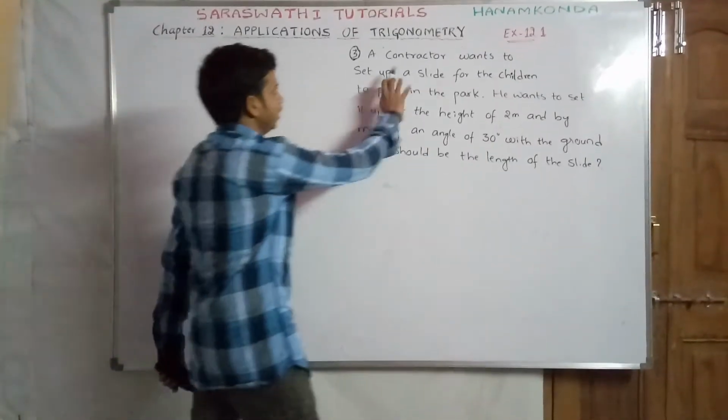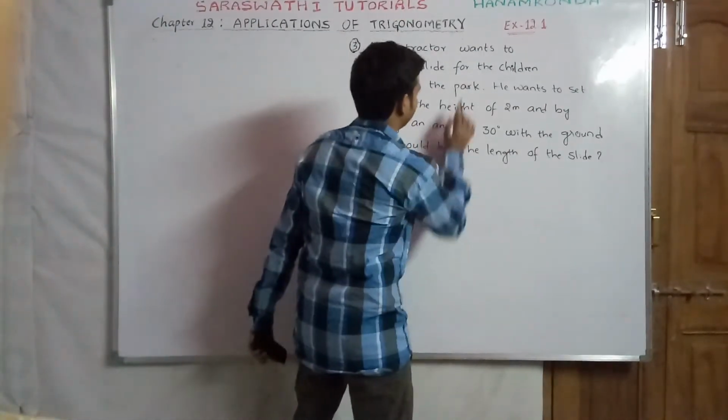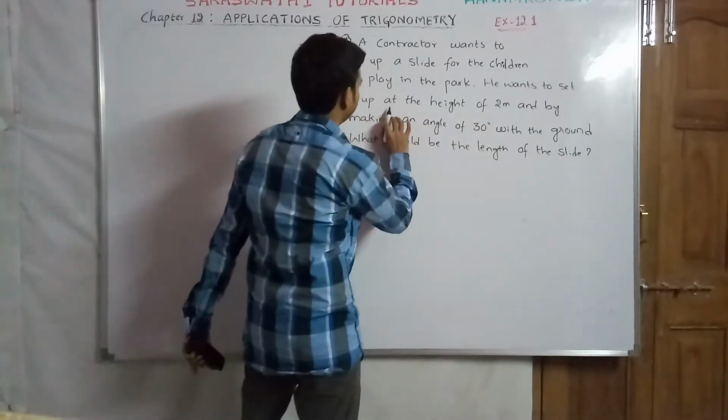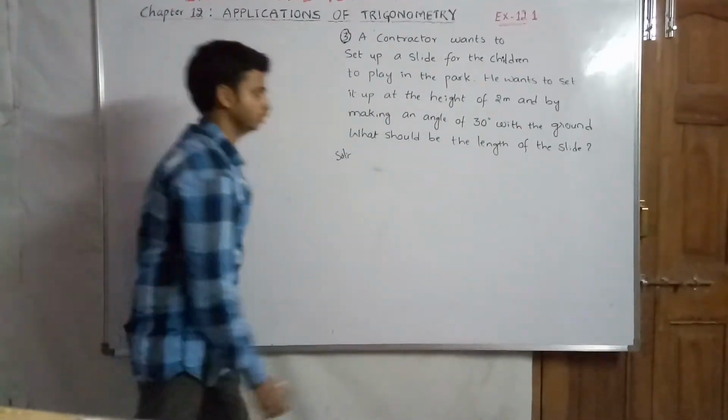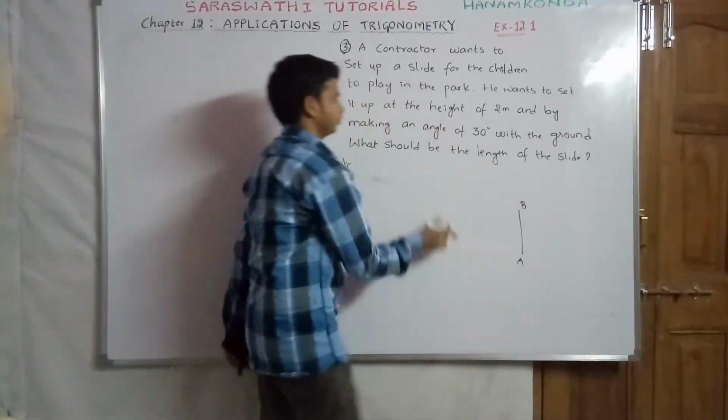So the next question is, a contractor wants to set up a slide for the children to play in the park. He wants to set it up at a height of 2 meters. So let AB be the height of the slide.